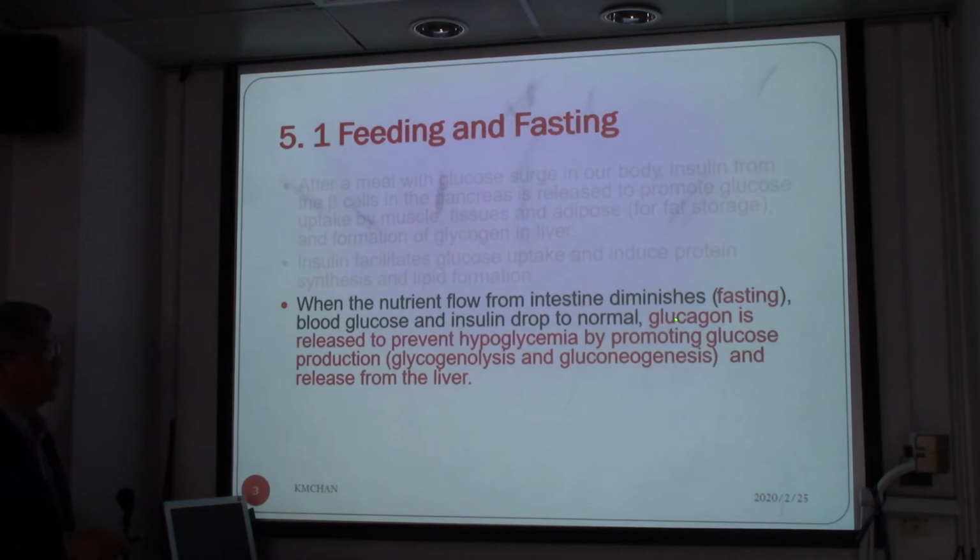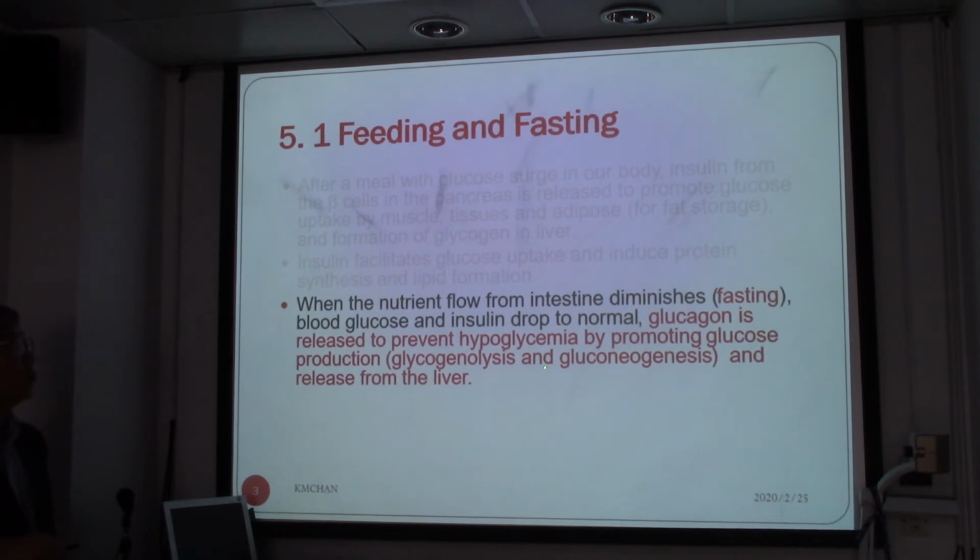Glu is glucose, and glucagon enhances glucose production. That hormone is released to prevent hypoglycemia, which is low sugar or low glucose in the blood, by promoting glucose production.